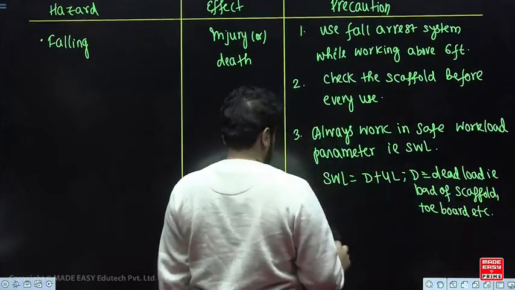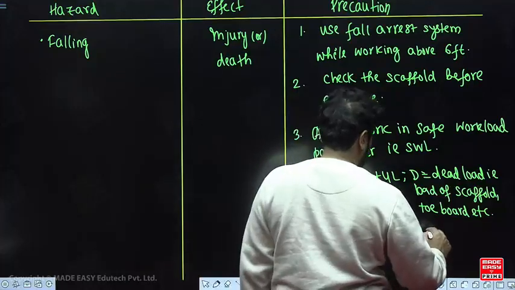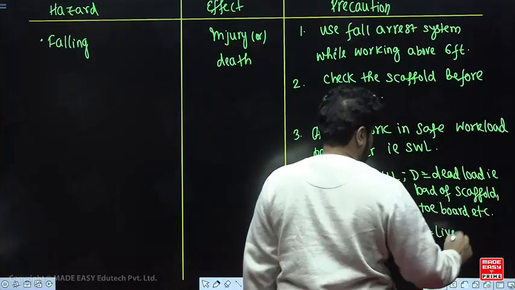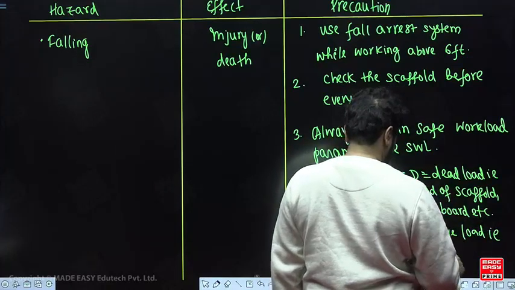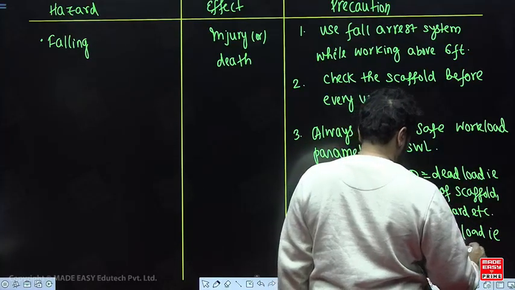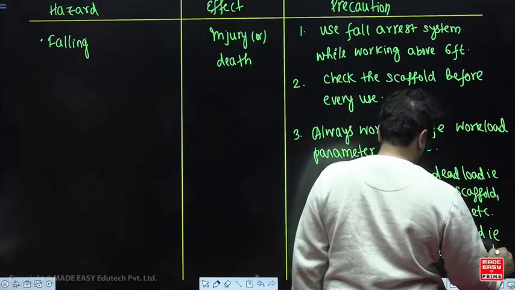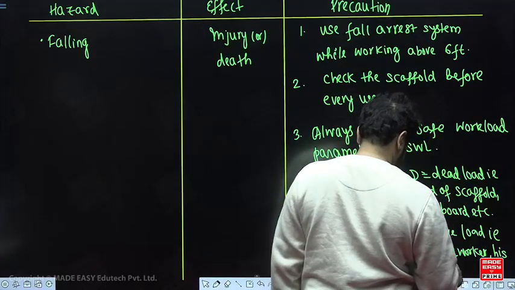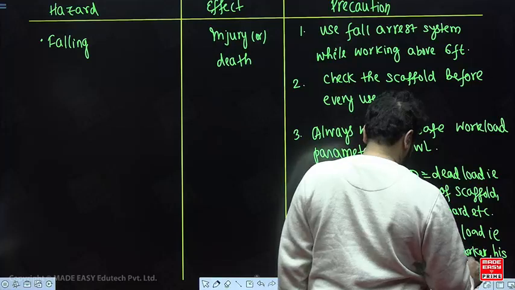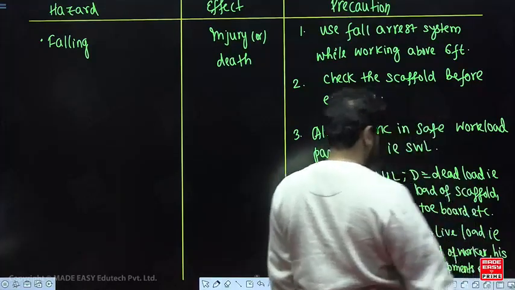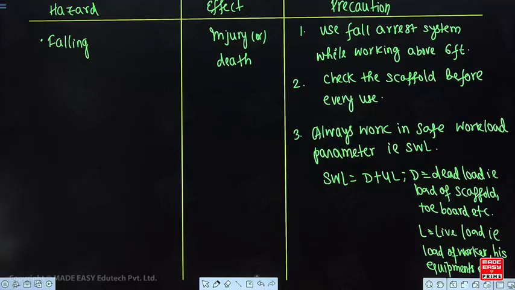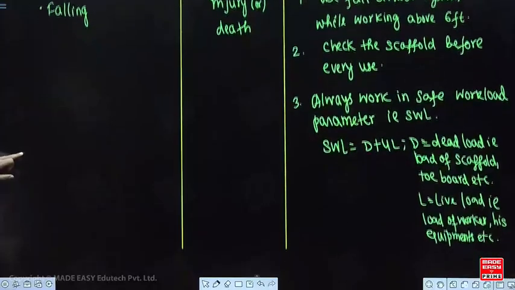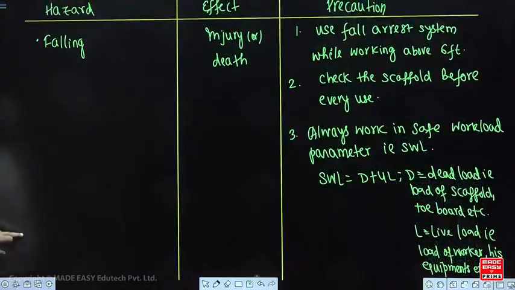Correct? And what is your live load? L is called as live load. Live load means that is load of worker, his equipments etc. करेक्ट. तो ये तीन चीज हमें ध्यान रखनी चाहिए. करेक्ट. सो दिस इज अ फॉलिंग.